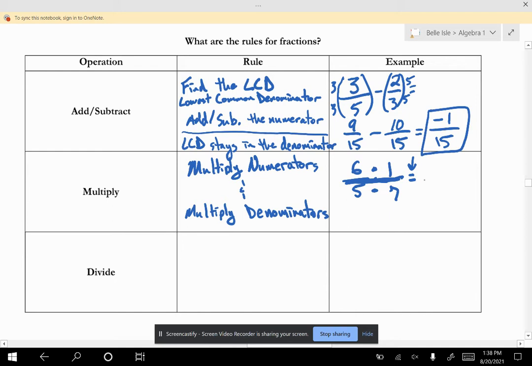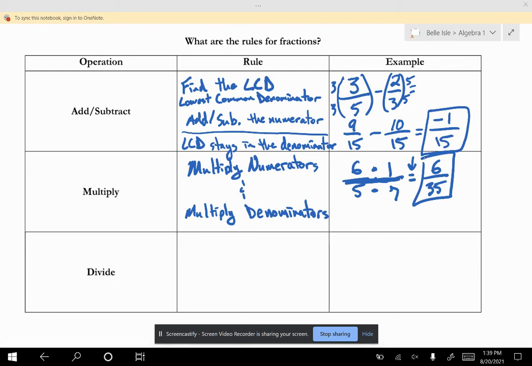So 6 times 1 is 6, and 5 times 7 is 35. You'll reduce it if you can. Otherwise, that'll be your final solution, which I think is easier than cross multiplying for sure. So hopefully that'll make it easier on some of you.